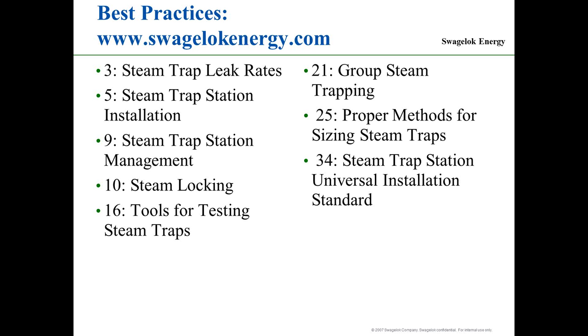Number five, steam trap station installation. Say, well, I don't know how to install. Here you go. Number nine, steam trap station management. Say, how do I get a management program to go? Right here, paper telling you how to get started. Number 10, steam locking. This is going to come up in process. So when you're out there, it can occur. So you can go read this paper, understand what we call steam locking. Some people call it steam binding, but anyway.